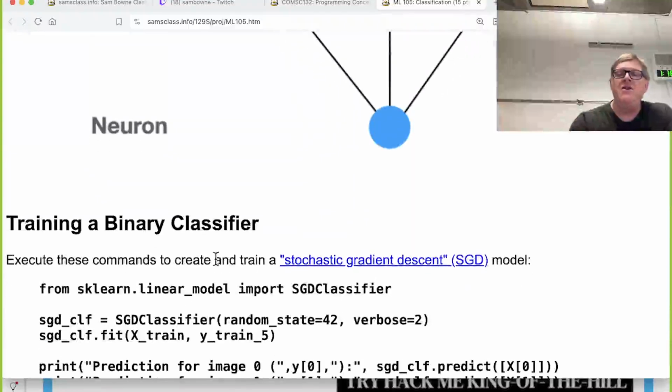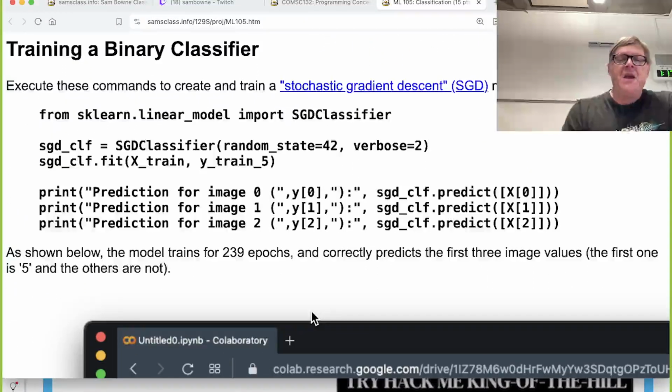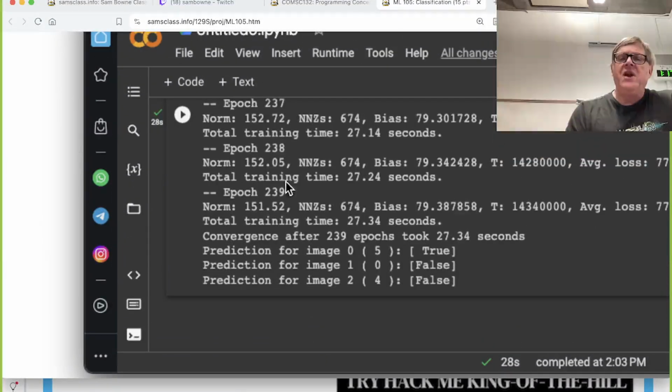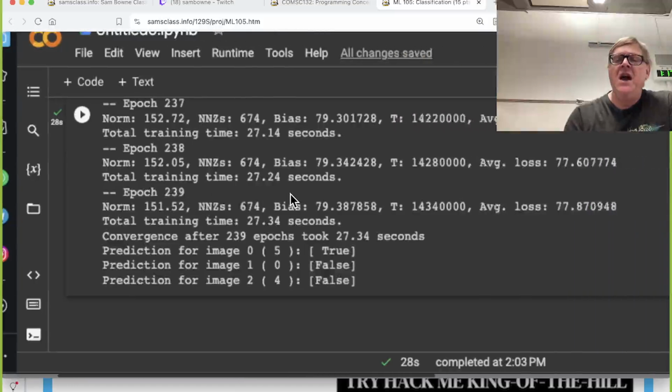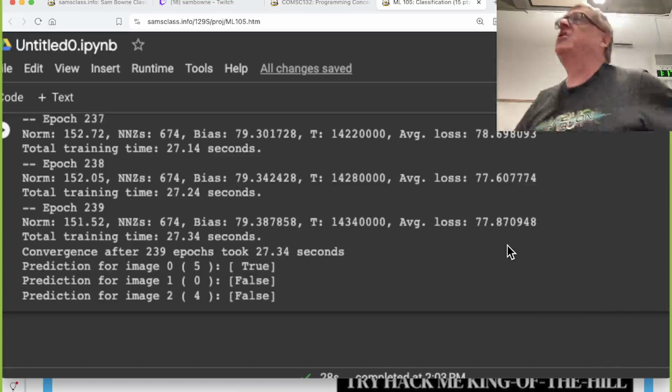That's stochastic gradient descent, and it's one of the most common ways machine learning models work. So you set the thing up, it then trains, and it chose to train for 239 epochs. Now, I didn't tell it how many time steps to take, but what it did was, you see the loss here, 78.6, 77.6, 77.8. This is something you commonly do.